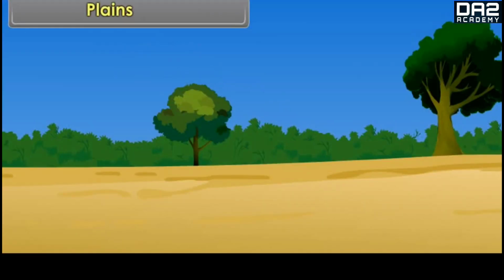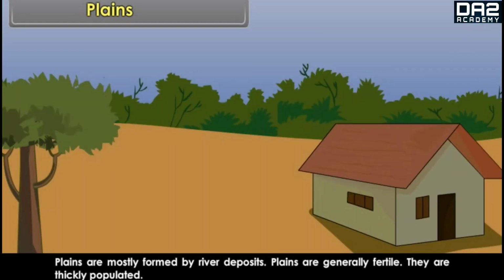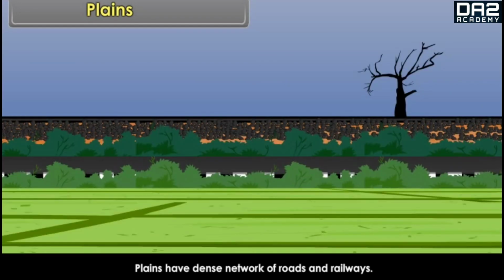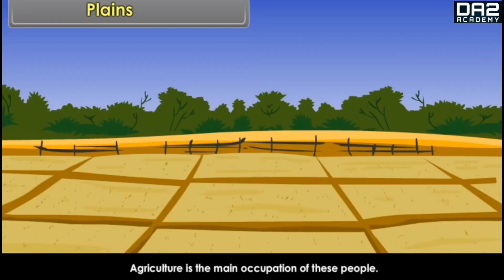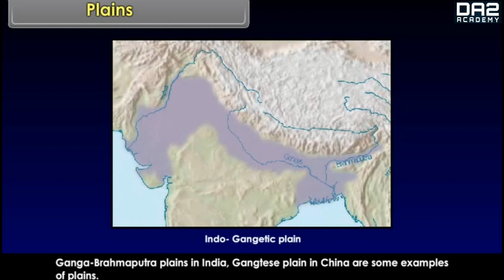Plains. Plains are large stretches of flat land not higher than 200 meters from mean sea level. Plains are mostly formed by river deposits. Plains are generally fertile. They are thickly populated. Plains have dense network of roads and railways. Agriculture is the main occupation of these people. Ganga-Brahmaputra plains in India, Ganges plains in China are some examples of plains.